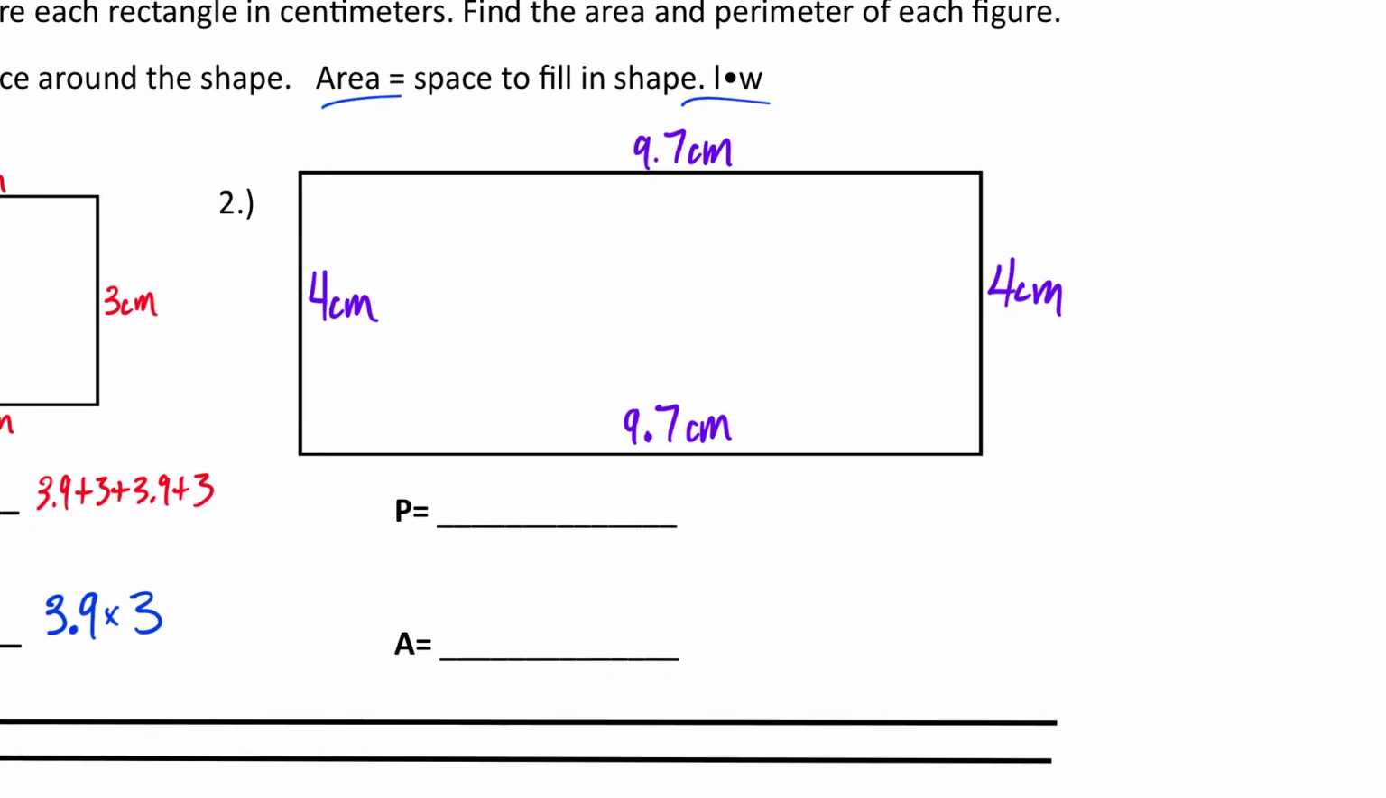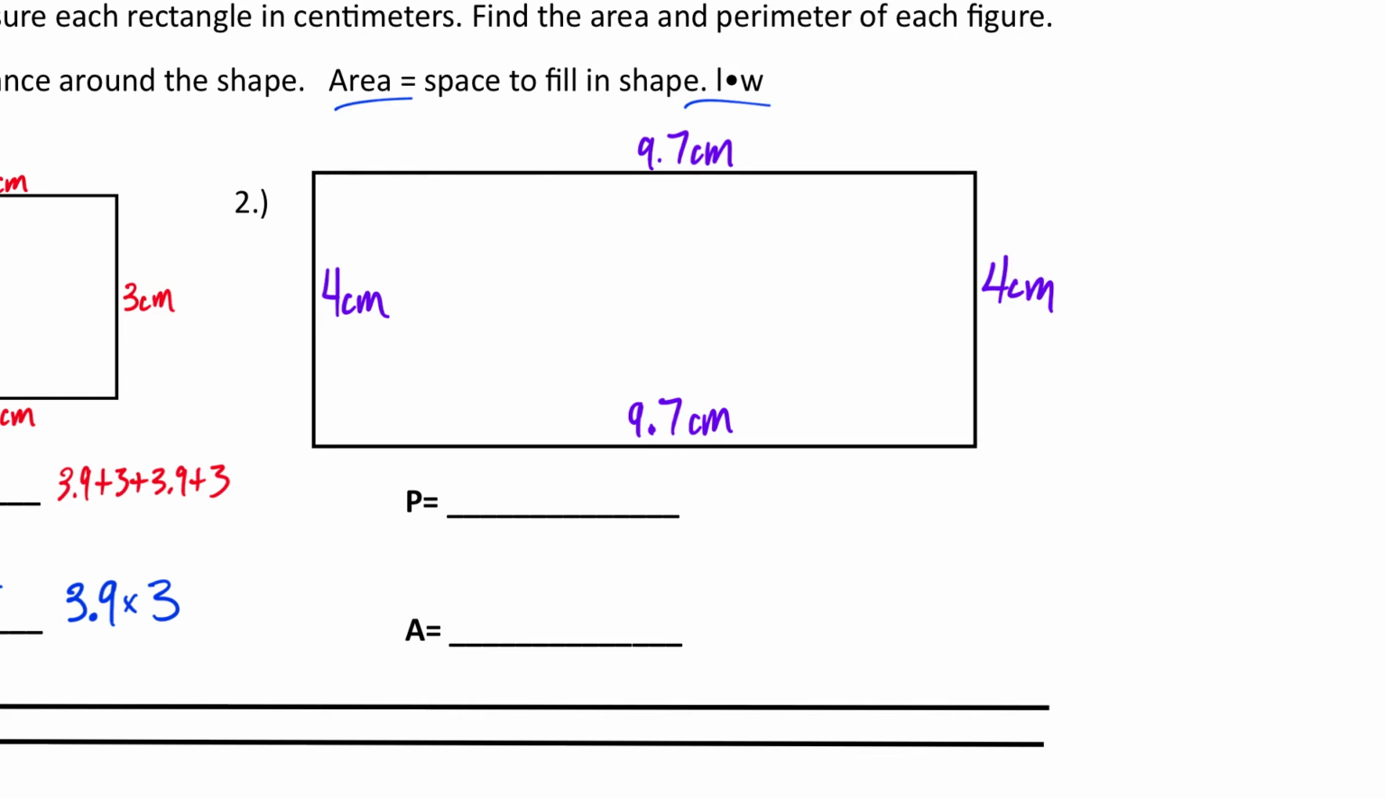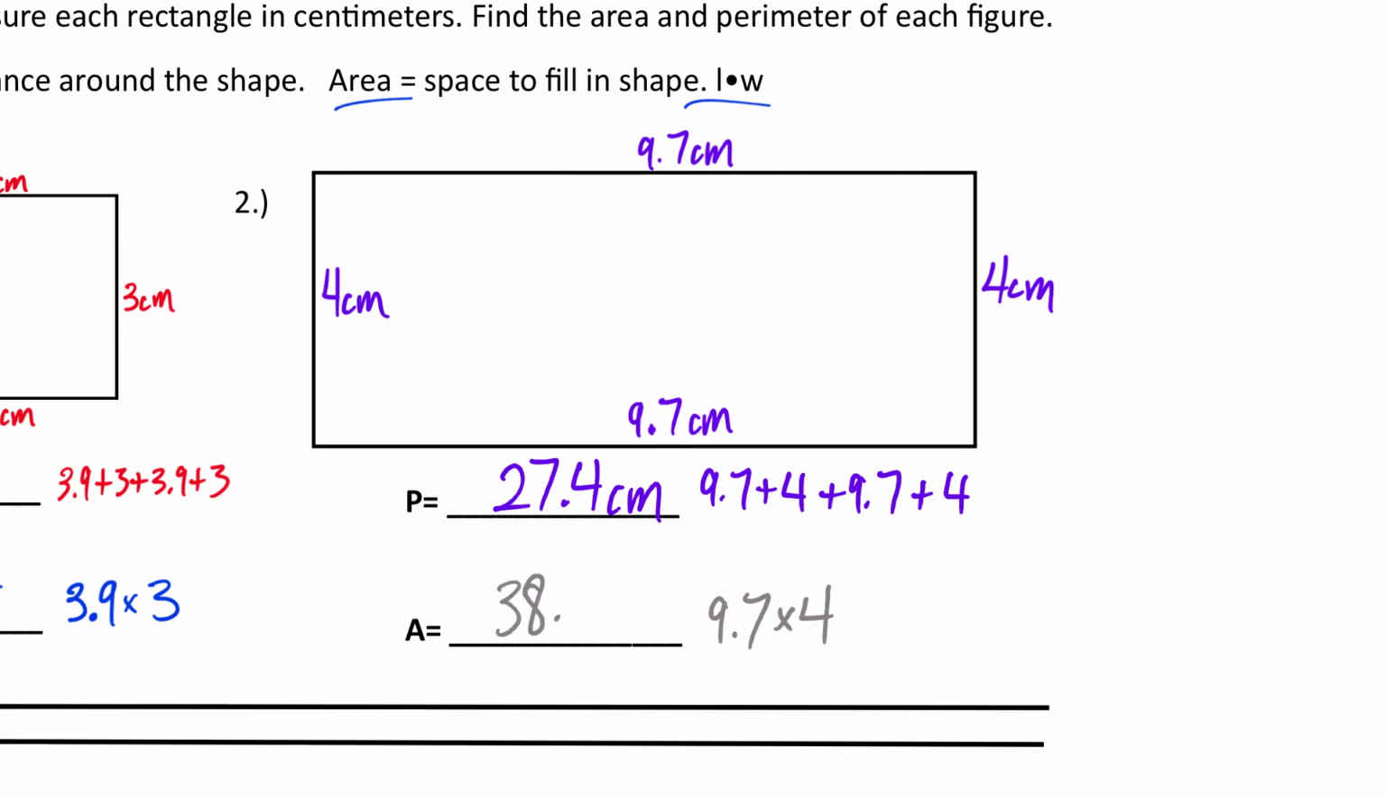So, again, for the perimeter, we're just going to add up those four numbers. 9.7 plus 4 plus 9.7 plus 4. And what does that give you? 27 point what? 27.4 centimeters. And then for the area, it's length times width, so 9.7 times 4. What does that give you? Good. 38.8 square centimeters.